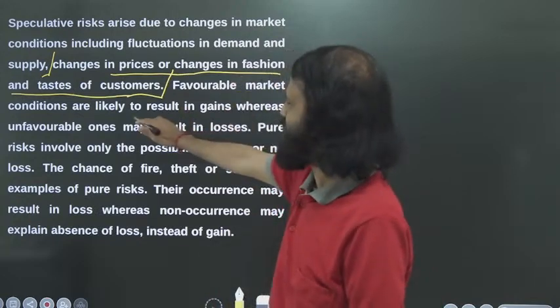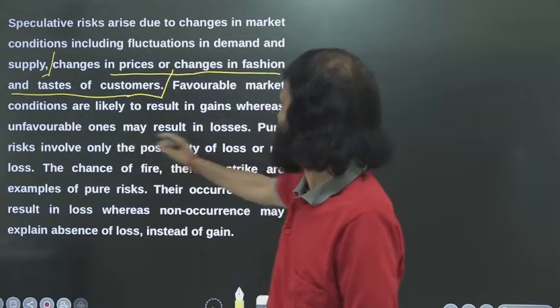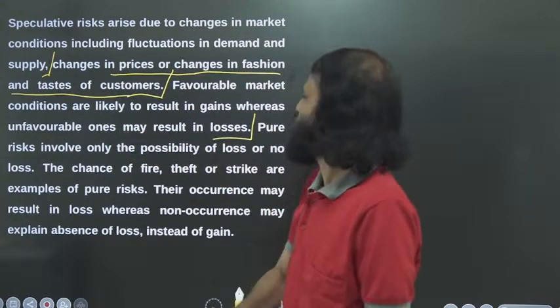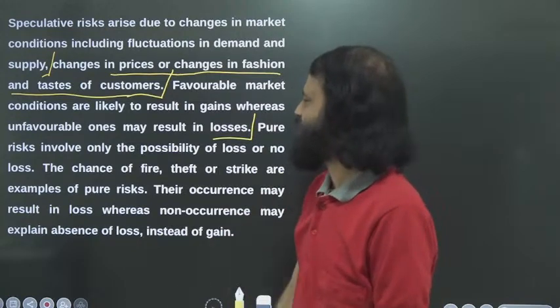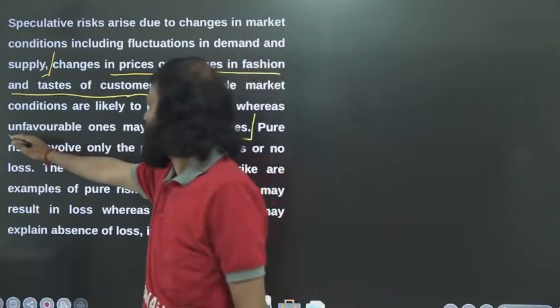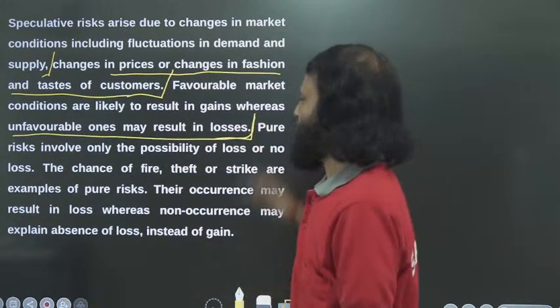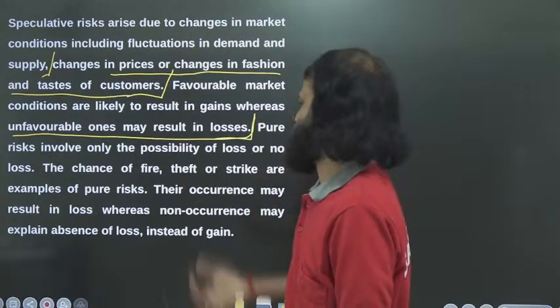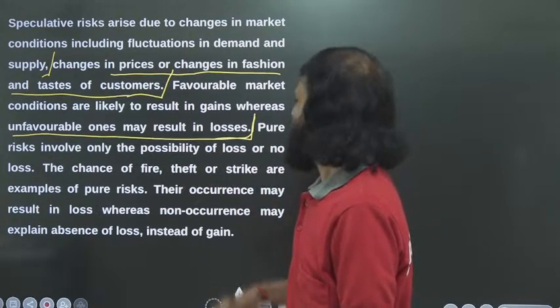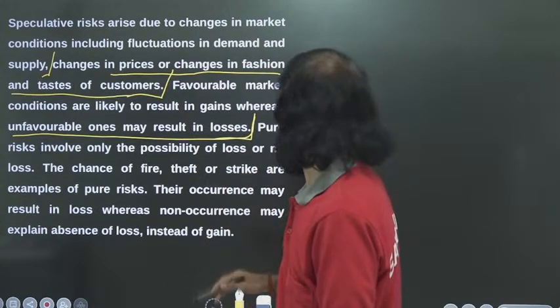Favorable market conditions are likely to result in gains, whereas unfavorable ones may result in losses. Of course, there must always be favorable market conditions. Unfavorable market conditions may bring loss. Pure risk involves only the possibility of loss or no loss.